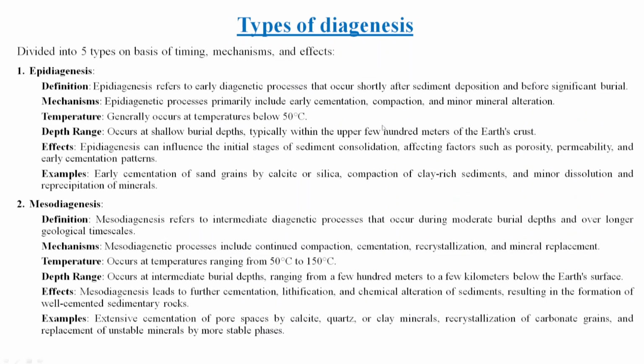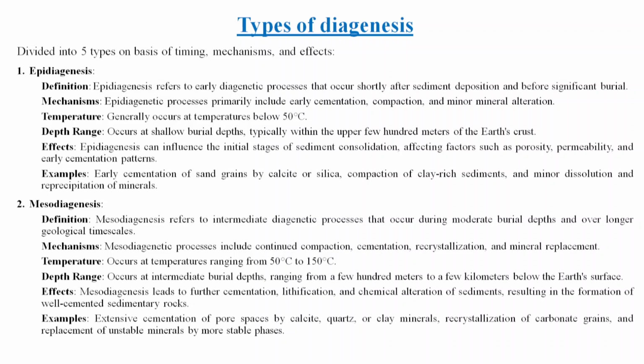Broadly, diagenesis can be grouped under 5 types. Epidiagenesis refers to early diagenetic processes that occur shortly after sediment deposition and before significant burial, meaning it is still going on at relatively shallow depths or in the upper reaches of the earth's crust. Followed by mesodiagenesis.